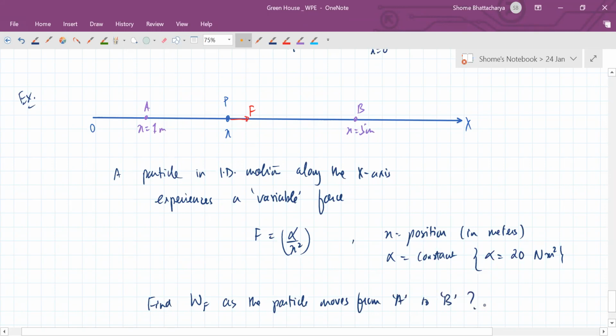In this particular case, the force is acting in the positive x direction and the displacement is also happening in the positive x direction. So what you would expect is that you would get a positive value of work done. But we cannot directly say the work done is force into displacement because it's a variable force. So you have to use integration, F dot ds. It will become a simple integration because force and displacement are in the same direction. Find this out.